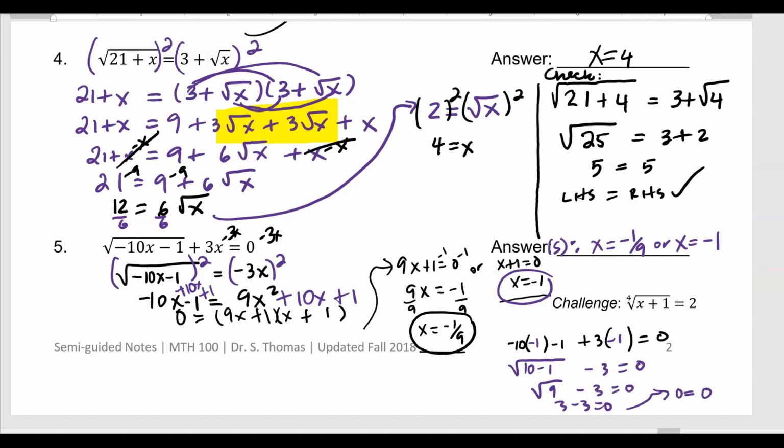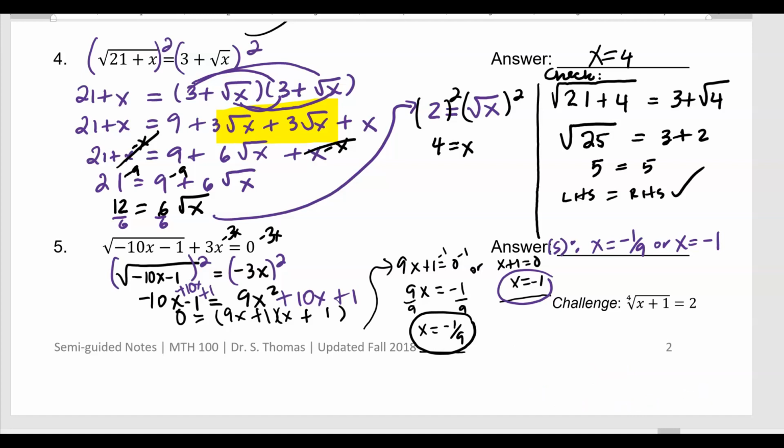Last, I wanted to touch on the fourth root of something. Now, what does that mean in light of what we've done already? How would you get rid of the radical there? And of course, we talked about it before, but you would simply just take the left side to the fourth power and take the right side to the fourth power.